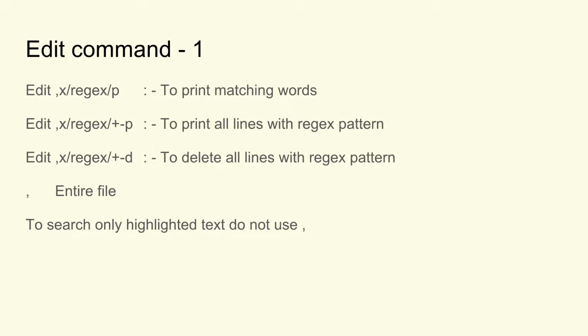We can use the edit command to edit text in Acme. The first command will print the matching words, the second one will print all the lines with the matching pattern, and the third one will delete the lines which have the matching pattern. Here comma represents the entire file. If you want to search only in the highlighted text, then don't use comma.